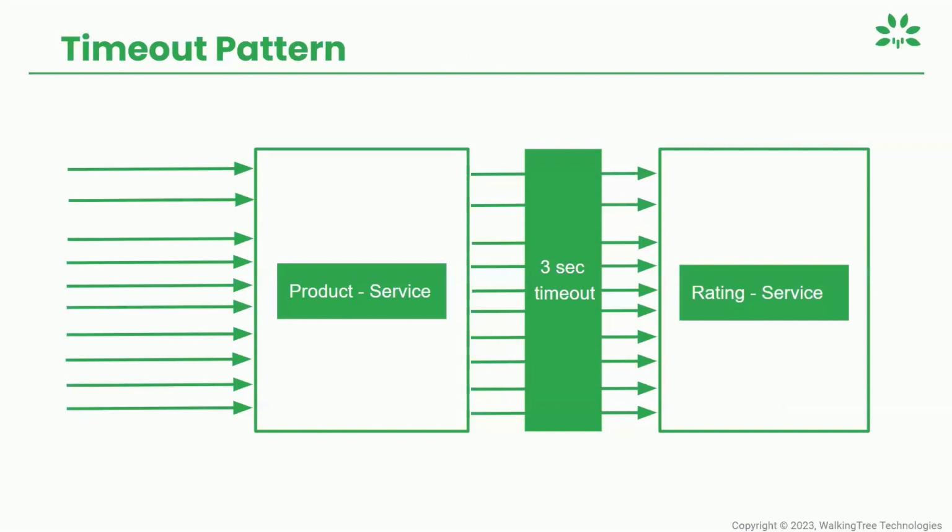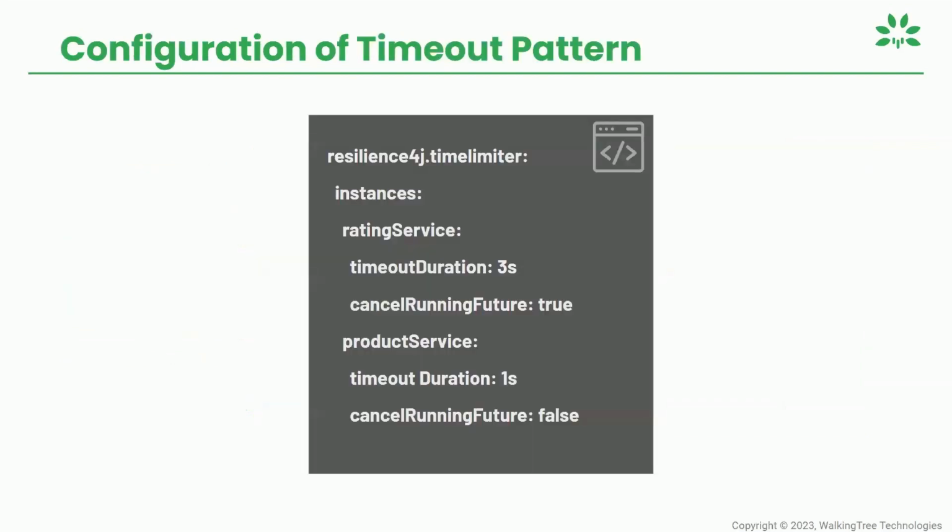The timeout pattern. Timeout pattern applies when you have two microservices and one of them is slow, and you want to time out if it is taking more time than some threshold value. At that time you can apply the timeout pattern. Coming to the implementation, we need to give the timeout duration, and whether a running task is cancelled or continues.